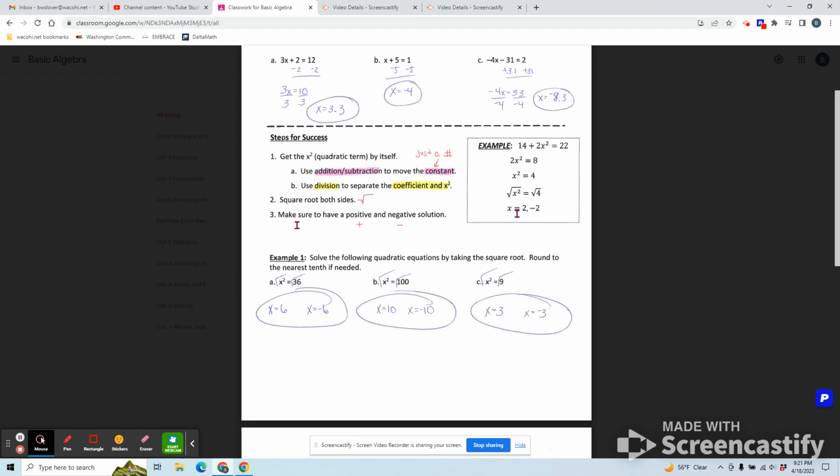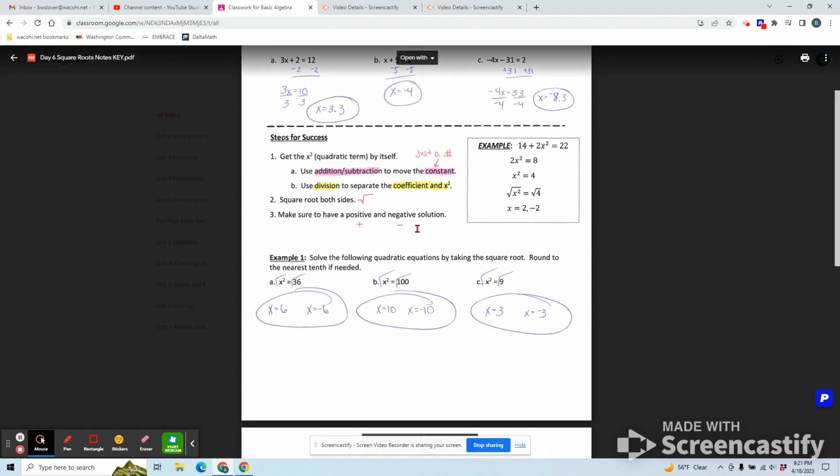But negative 2 times negative 2 is also 4. So I have 2 different ways that I can multiply to give me 4. One is positive and one is negative. That's why I have 2 different solutions. So your calculator is only going to spit out the positive 2. It's your responsibility to make sure you write the negative value as well.